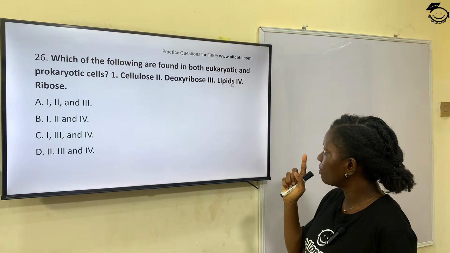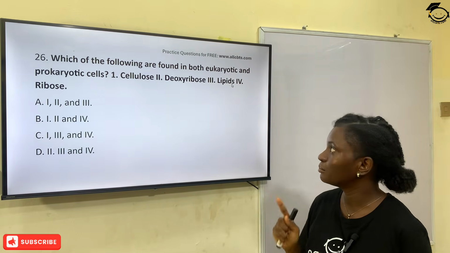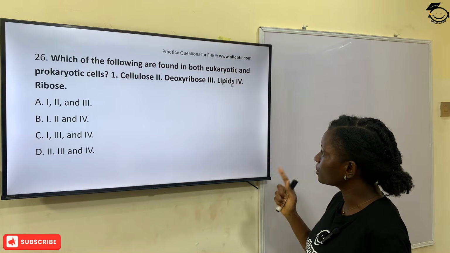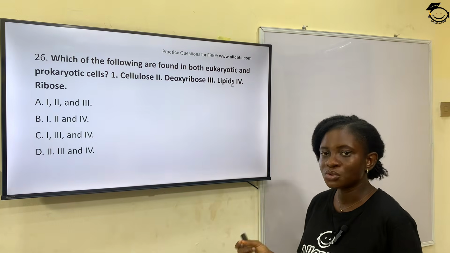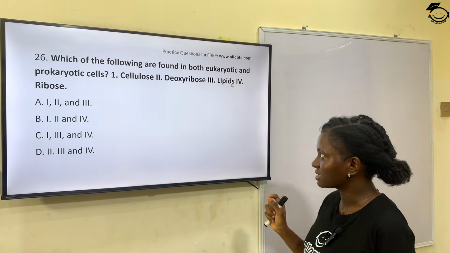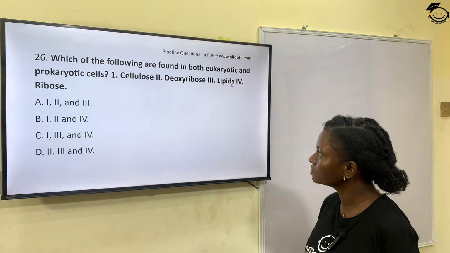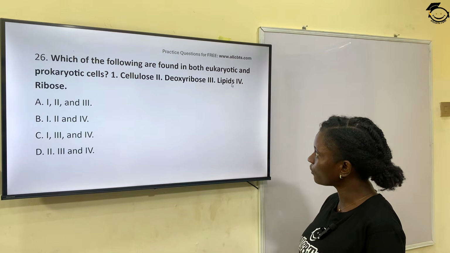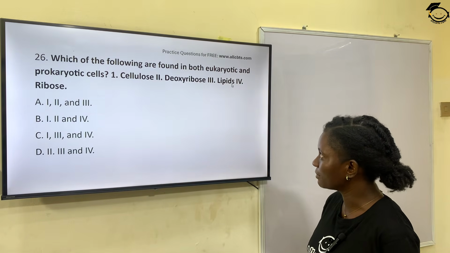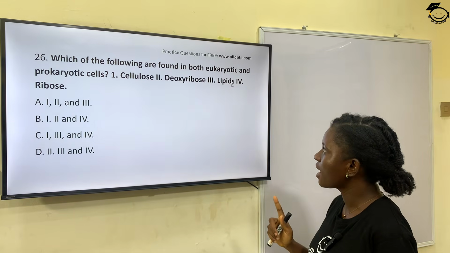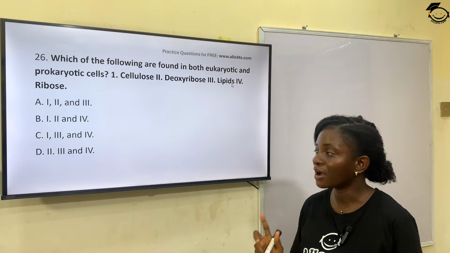deoxyribose is found in both prokaryotic and eukaryotic cells. Lipids are found in both eukaryotic and prokaryotic cells, but cellulose is only found in the plant cell. So it is not found in animal cells. It is not found in all eukaryotes. Option B, 1, 2, and 4. 1 is cellulose, 2 is deoxyribose, 4 is ribose. 2 and 4 are found in both eukaryotic and prokaryotic cells, but cellulose is not found in all eukaryotes.